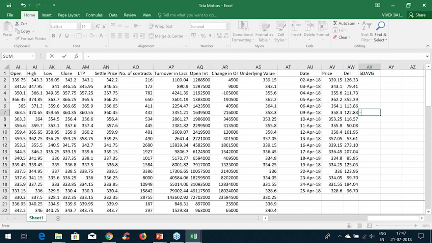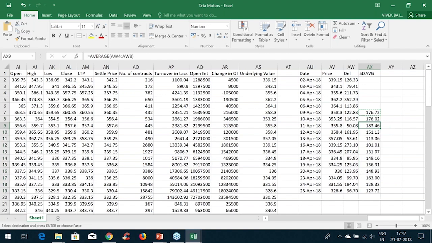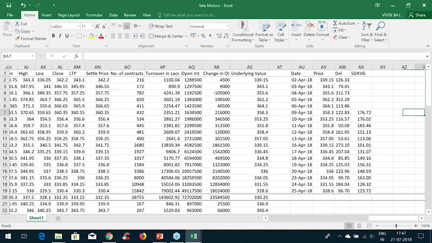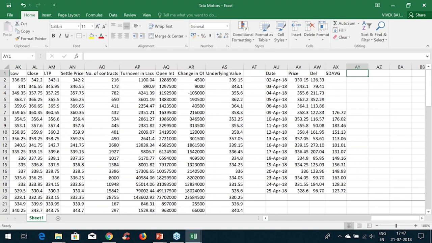Average is equal to average. So this is my average for last 5 days. So whenever I want to compare today's delivery with any other parameter, it has to be the average delivery, which is an important parameter. Now I want to see the open interest. I've seen the delivery from cash segment. Now I want to pull the open interest.